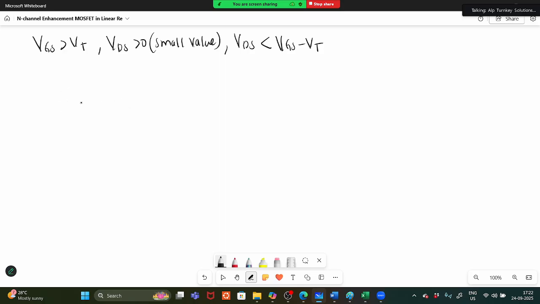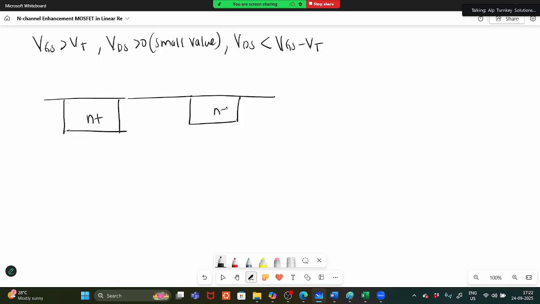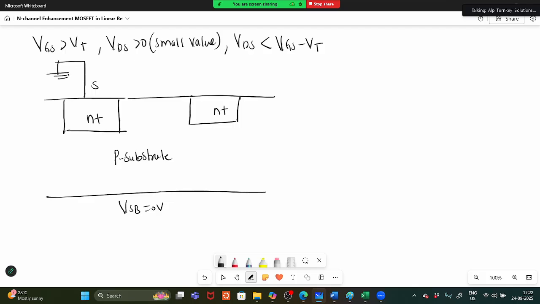One more time I will draw this NMOS in the linear region. This is N plus, and this is N plus, with a P substrate. Here VSB is always 0, since the substrate is connected to ground. The source is connected to ground, and this is the oxide layer, and this is polysilicon, and this is the gate.